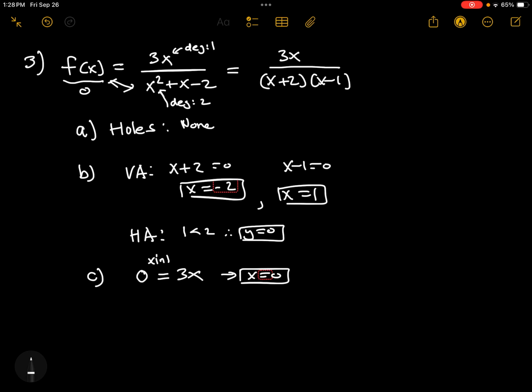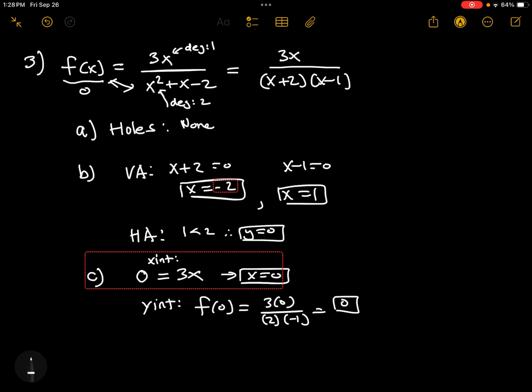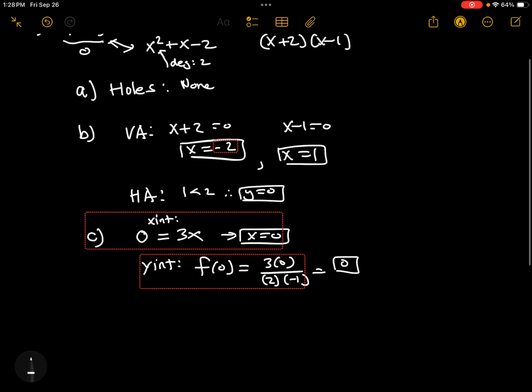And then the y-intercept, we plug in x is 0. So let's do that. And it looks like we are also going to get 0 as well. Okay, so sometimes your x and y-intercepts happen to be the same point. In this case, the origin.